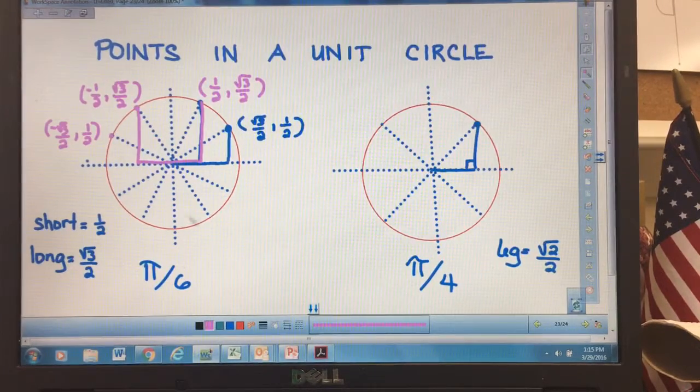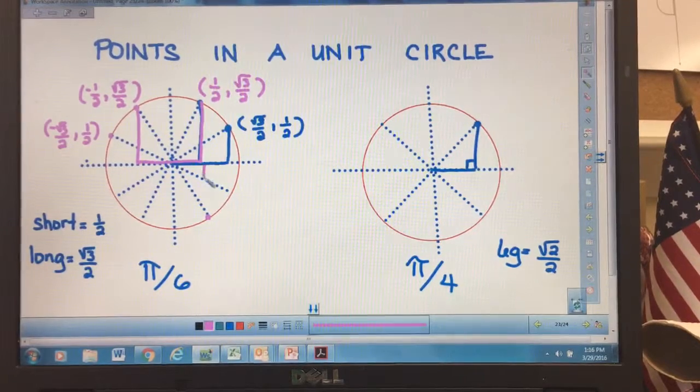Pick any points anywhere here. Let's pick this one. What you do is you project it up. That's the vertical for that point. That's the longer leg. The horizontal is the shorter leg. Therefore, the horizontal is a 1/2. The longer leg Y is the negative square root of 3 over 2. Feel free to put all the points in the circle.